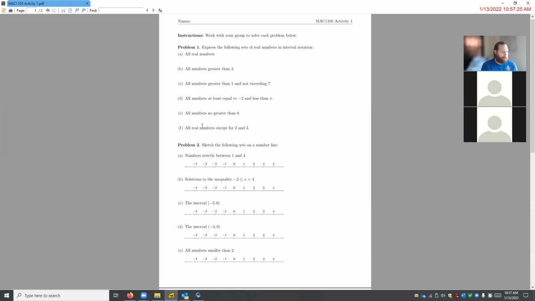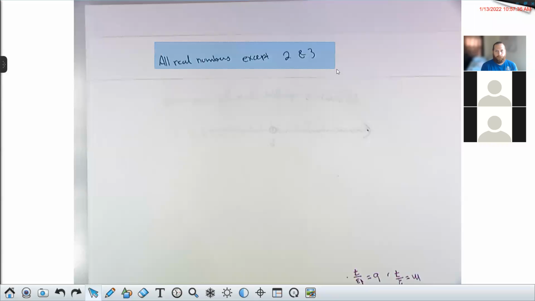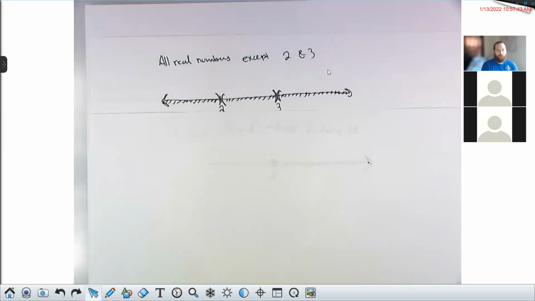Among these, the one that seems to give folks the most trouble is part F in problem 1. So I just wanted to talk about that for a second, then I'll let you guys go. We're looking for all real numbers except for 2 and 3. The trick to this is to shade the thing on the number line, right? So I know I don't want 2 and I don't want 3. That means everything to the left of 2 is good, everything between 2 and 3 is good, and everything to the right of 3 is good.